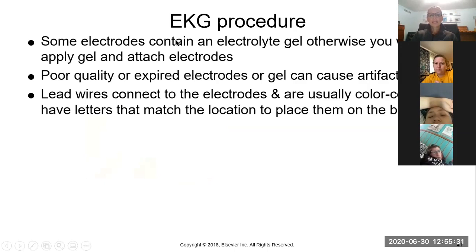Some electrodes contain an electrolyte gel. So when you open them, some of them already have gel on them, okay? And most likely these days that's how it is, but you may have another brand, and you may have to put some kind of gel on there, okay? So poor quality or expired electrodes or gel can cause artifacts. So we always have to watch expiration dates on things, okay?